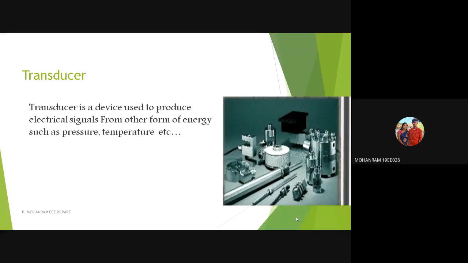Even speakers and antennas are transducers, because a speaker converts electrical signals to sound waves, and an antenna converts radio frequency from the satellites and from the space to electromagnetic waves. So these are also called transducers because they convert energies from one form to another form. And this is a component in which the power system automation works.